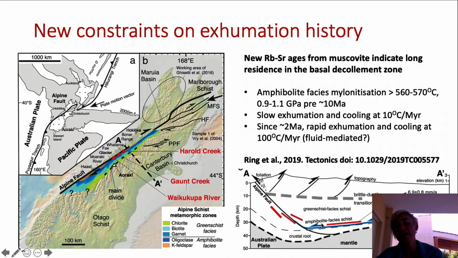So the interpretation that Uwe and his co-authors have come to is that the majority of the mylonitic fabrics we see exhumed within the Alpine fault zone rocks were not in fact developed during progressive shear up this hanging wall ramp, but they were developed during shear along a basal décollement at depth.